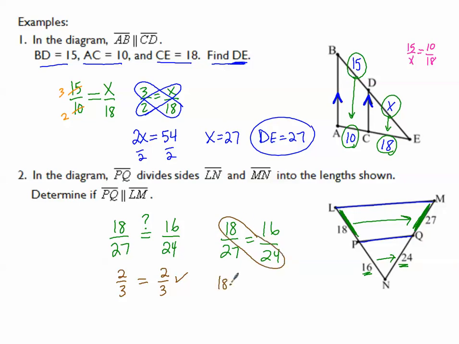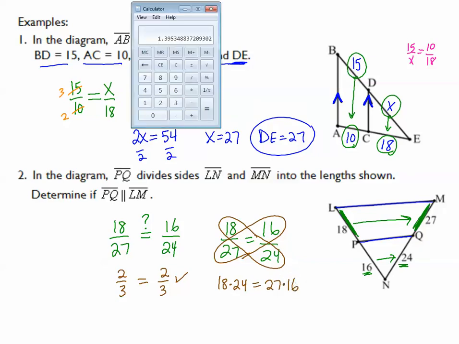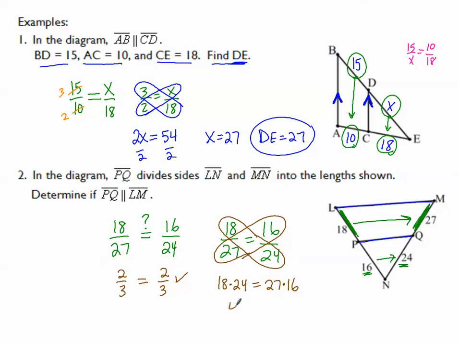We could have checked it by cross multiplying. What is 18 times 24? What is 27 times 16? Are they equal? Let's see. 18 times 24, 432. 27 times 16, 432. So we see that both of these are 432. They're equal. Either way we choose to check it, it shows that the sides are divided proportionally. Therefore, determine if these lines are parallel. Yes, we will say PQ is parallel to LM.